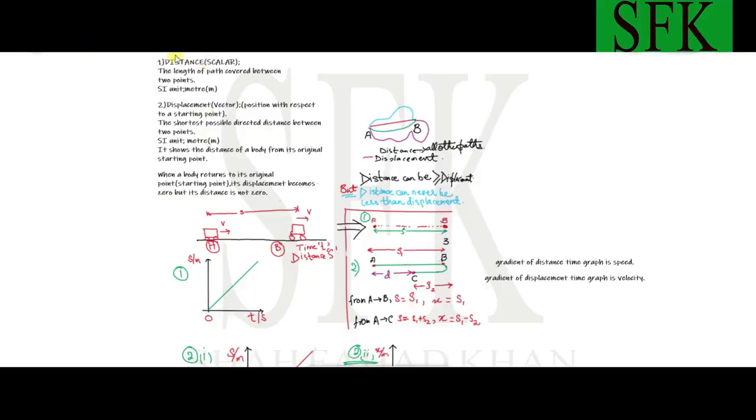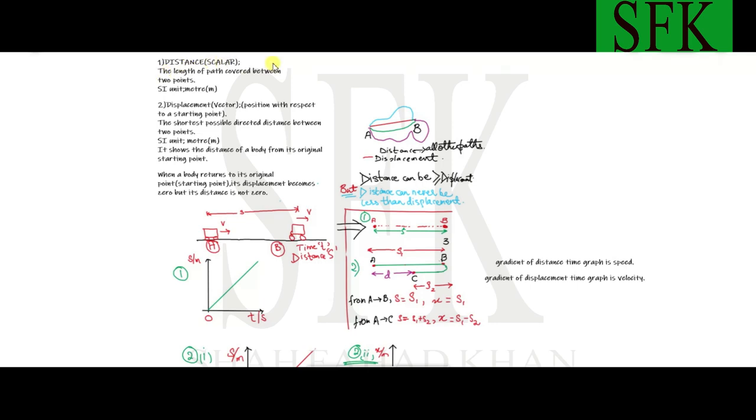Distance and displacement. Okay, so distance and displacement, they are both physical quantities. Distance is a scalar, whereas displacement is a vector. Let me give you a background of scalar and vector. Scalar is any physical quantity that does not have a direction, whereas vector has a direction. Scalar has both magnitude and a unit. Vector also has a magnitude and a unit.